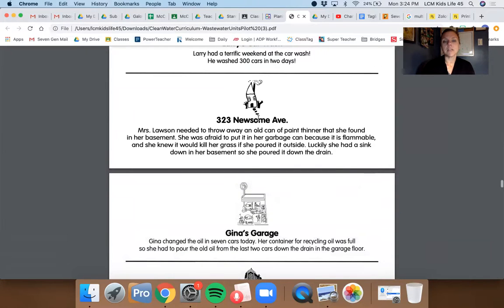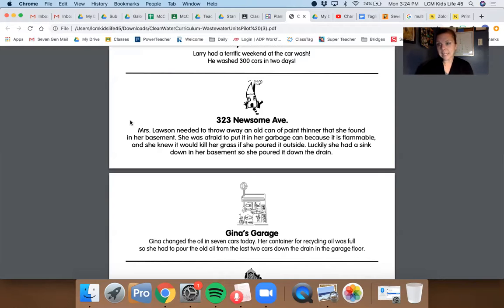All right, let's look at 323 Newsom Ave. Mrs. Lawson needed to throw away an old can of paint thinner that she found in her basement. She was afraid to put it in her garbage can because it is flammable, and she knew it would kill her grass if she poured it outside. Luckily, she had a sink in her basement, so she poured it down the drain.